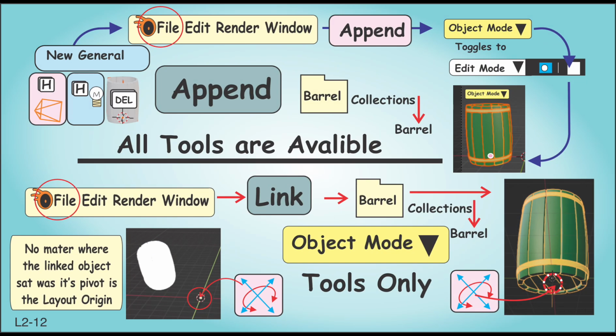Moving files to another file. If you append a file, it has all the tools available just like when you made it new. I use linking files with lots of parts. Only the transform tools work on these files. If you link a part that's not in the center, it will rotate from that point. Be sure not to put lights or the camera in your collection.